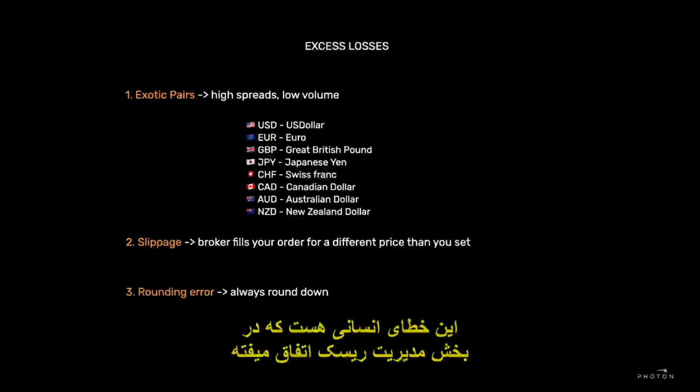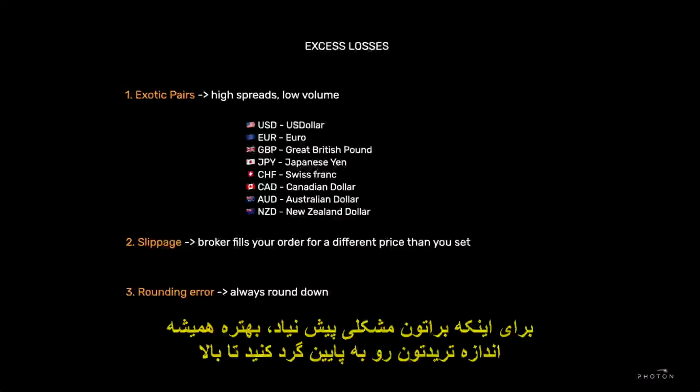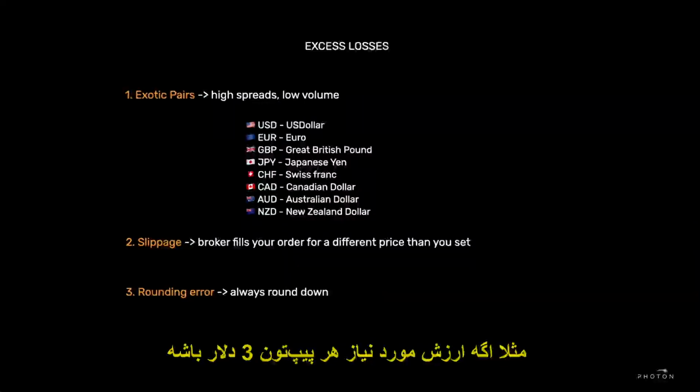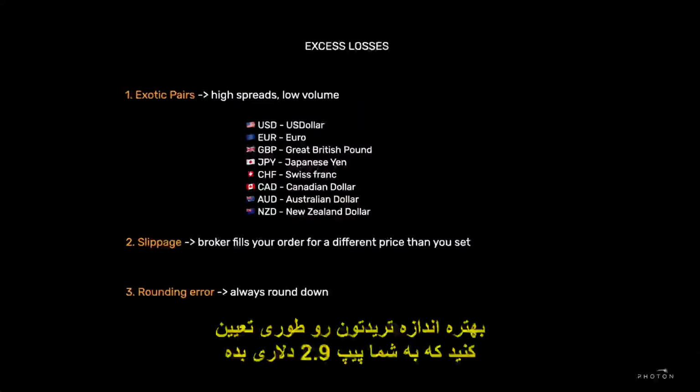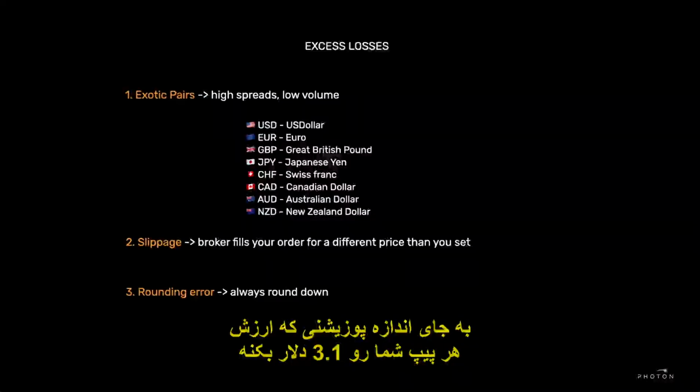Rounding error. This is a human error made in the risk management process. To be safe, you should always round your trade size down instead of up. So let's say your required pip value is $3. It's best to select a trade size that exposes you to $2.90 per pip, rather than a size that exposes you to $3.10 per pip, for example.